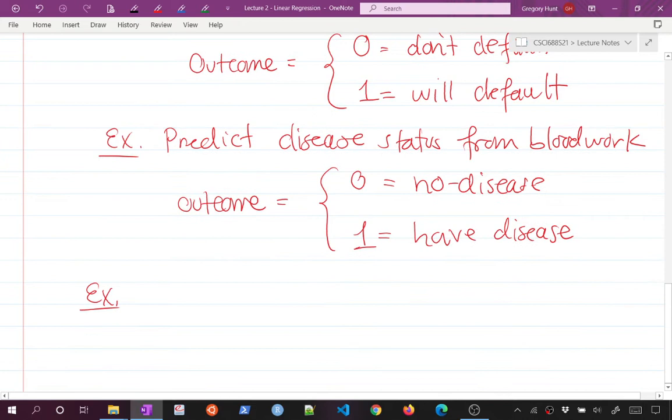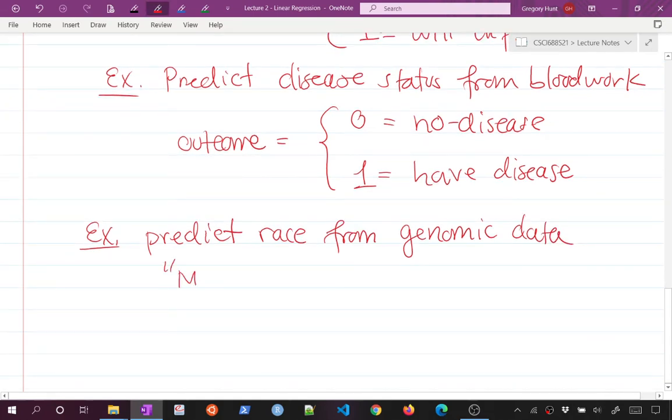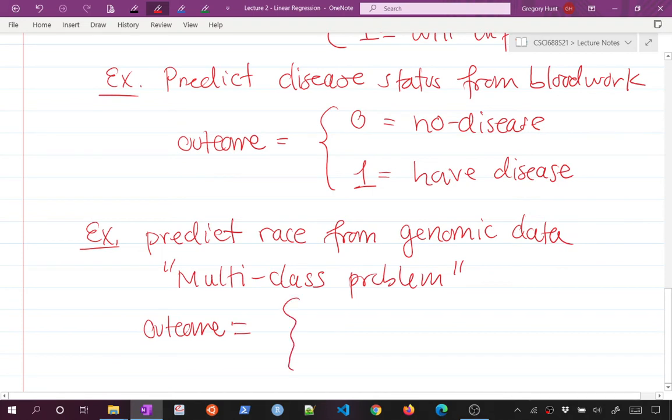Another example we could look at would be, let's say we can predict race from genomic data. So here is what is called a multi-class problem, where we have more than 2 classes. So here my outcome is going to be a whole bunch of different races.